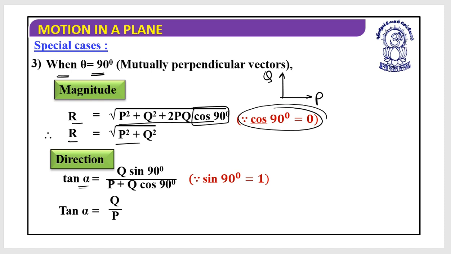As well as when I find tan alpha, it's Q sin 90 divided by P plus Q cos 90. I know that cos 90 is 0, but sin 90 is 1. So this is Q divided by P.